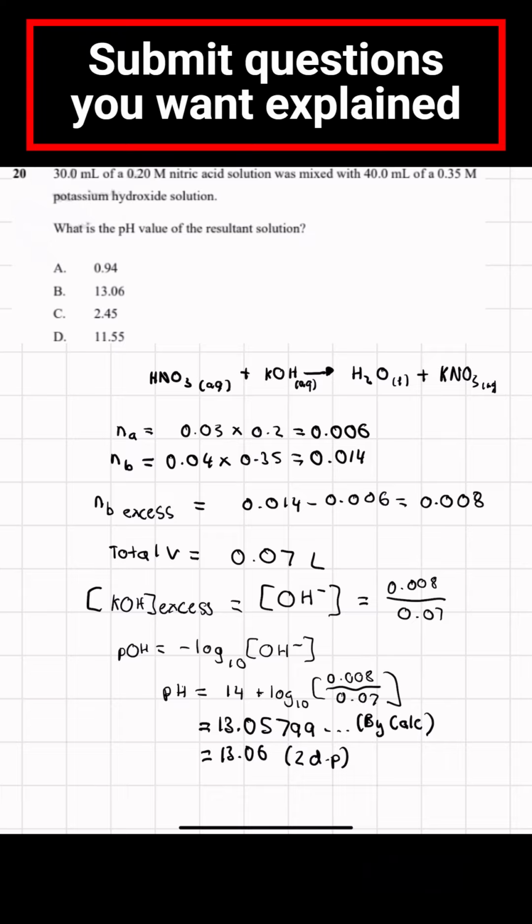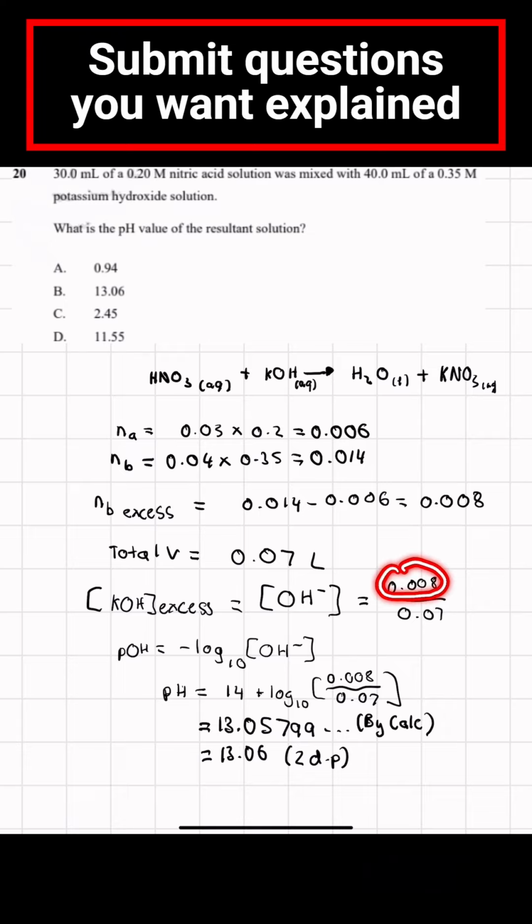So all we have to do is add up the 30 mL and the 40 mL, because that gives us a total volume of 70 mL, and this is in liters. And then since KOH is actually a strong base, all of it will dissociate into OH-. So all we have to do is just find the concentration of it for our pOH.